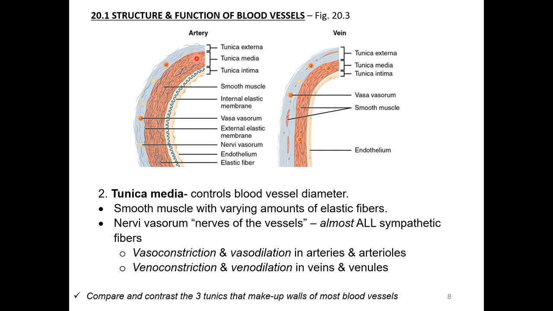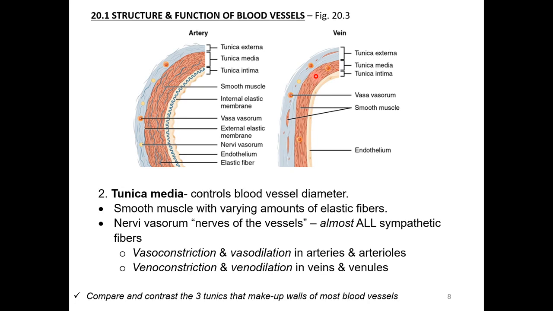M for media, think middle and think muscle. So we have the tunica intima, and then that middle layer in both arteries and veins is the tunica media. So this is smooth muscle. We're looking at tubes, right? So if that muscle contracts, it gets smaller. So this is the layer that's going to cause vasoconstriction, so the diameter is going to get smaller, or vasodilation, meaning the diameter of that vessel gets larger.